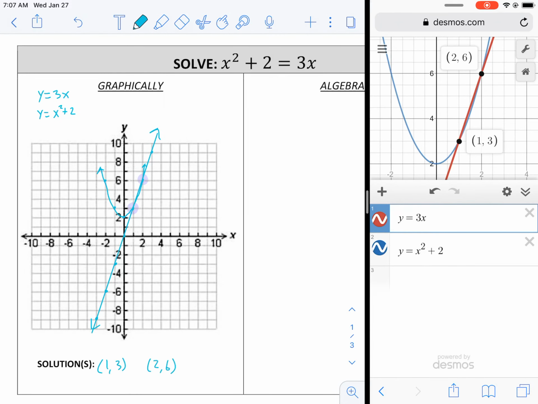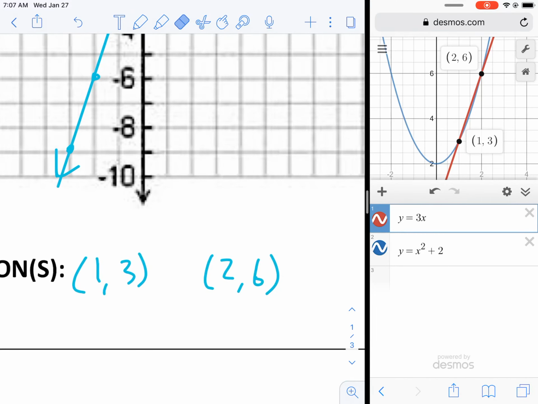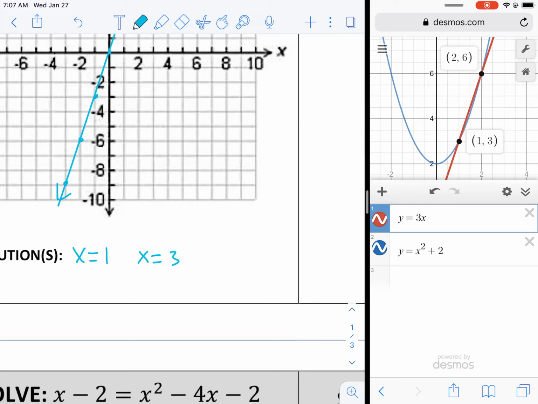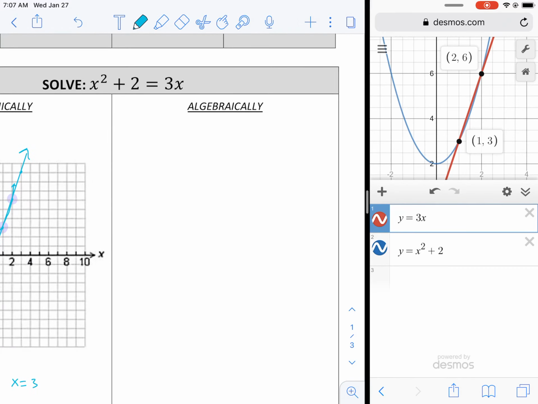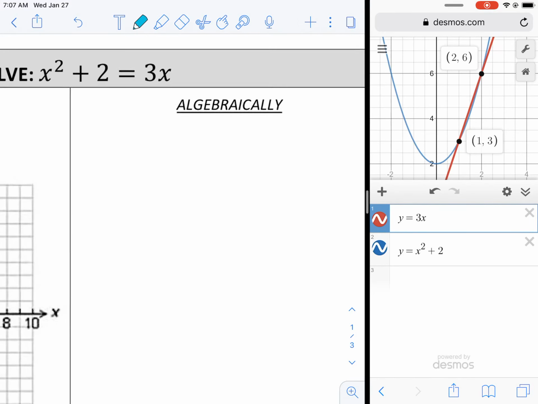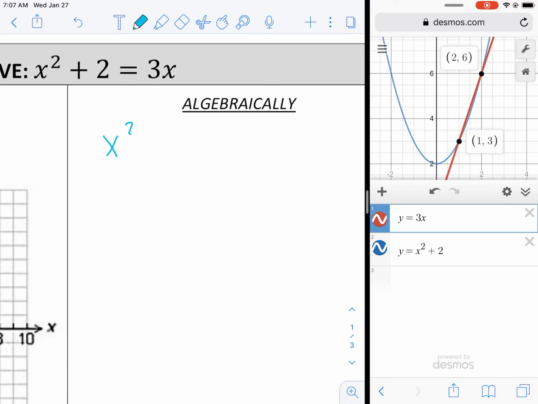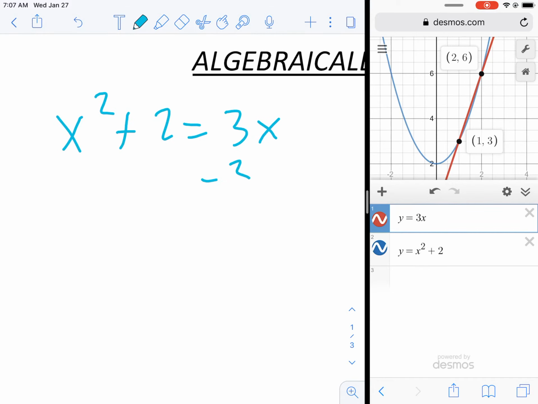So this might be an easier way to get solutions. Actually, we're going to say x equals 1 and x equals 2. Now, that might be easier for you than solving it algebraically. We're going to solve one algebraically real quick just to remind you how to do it. Remember, if you have a quadratic, we have a bunch of different solving methods.